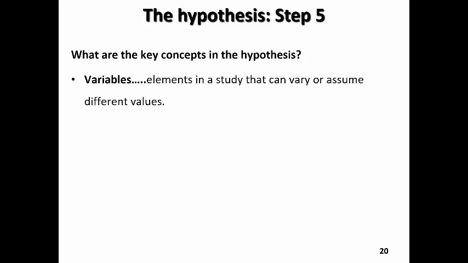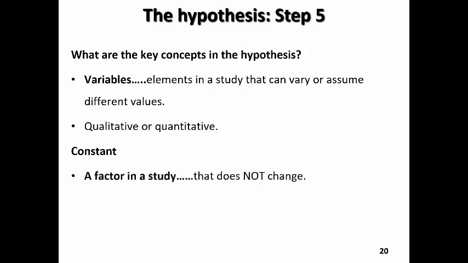So, to understand the key concepts in the hypothesis, it's important to understand a couple of items here. The first is a variable, and in a research study, a variable is that element that can assume different values, and these variables can be qualitative or can be quantitative in nature. A constant in a research study is actually an important concept when generating and developing the hypothesis. It's referring to a factor in the study that does not change.